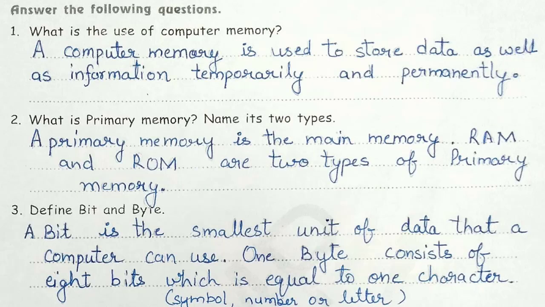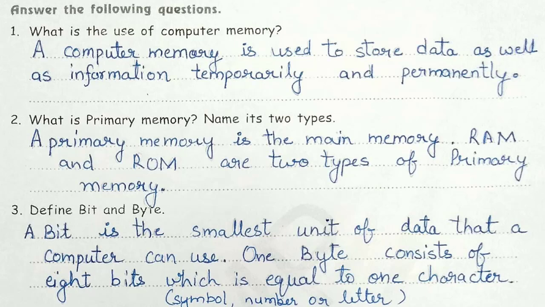Now children, we will do some question answers based on this chapter. The first question is, what is the use of computer memory? The answer is, the computer memory is used to store data as well as information temporarily and permanently. The second question is, what is primary memory? Name its two types. Children, we have studied in this chapter that primary memory is the main memory. So we will write the answer. A primary memory is the main memory, and RAM and ROM are the two types of primary memory.